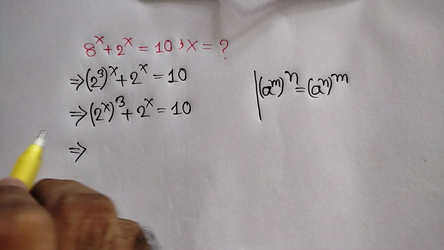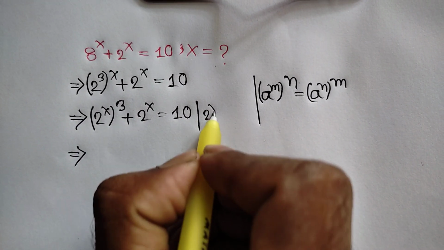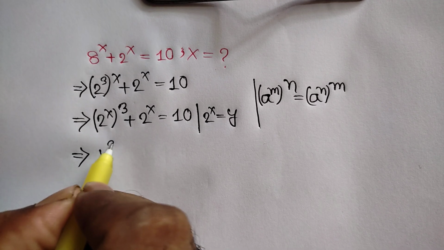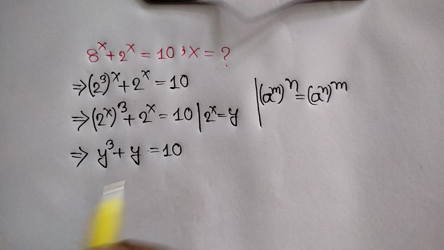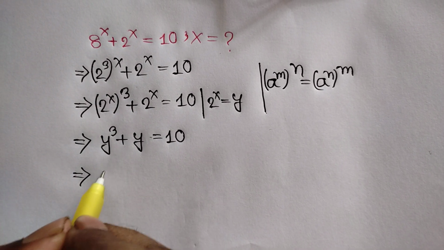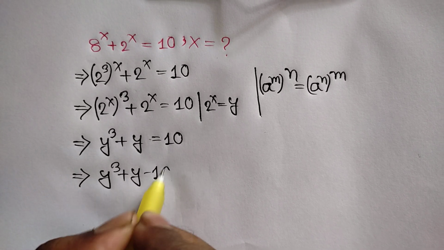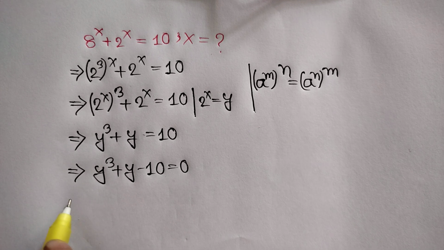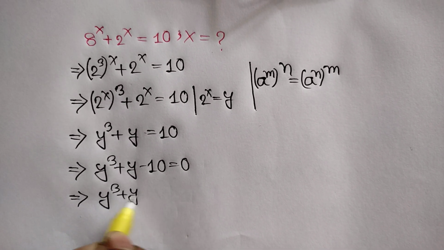Now let us substitute the value 2 to the power x is equal to y. So our equation will be y cube plus y is equal to 10. Taking this 10 to the left side, we will get y cube plus y minus 10 is equal to 0.